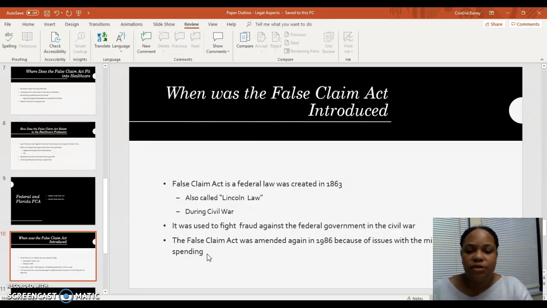When was the False Claim Act introduced? The False Claim Act is a federal law that was created in 1863. At that time, it was also called the Lincoln Law, and it happened during the Civil War because they were purchasing guns and whatever they needed for the war, and they were being charged a ridiculous amount, or they were paying for things that they weren't receiving, and so the government needed to figure out how to stop this, and they were bringing about lawsuits to the contractors that were doing this to them. It was used to fight against fraud against the federal government during the war. The False Claim Act was amended again in 1986 because of issues with the military and its spending.